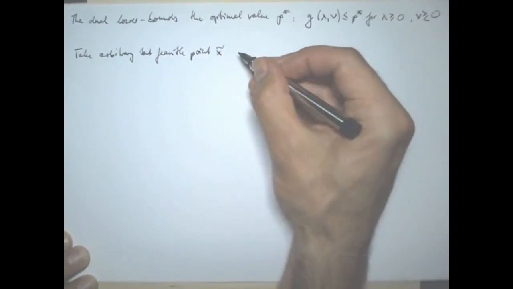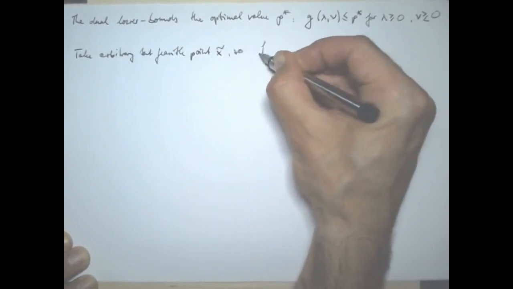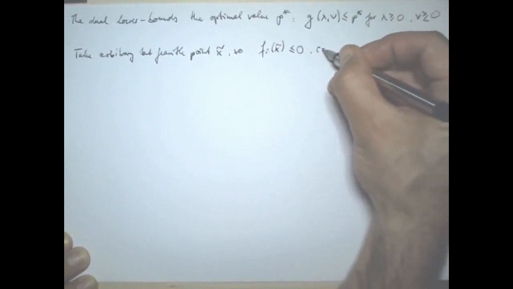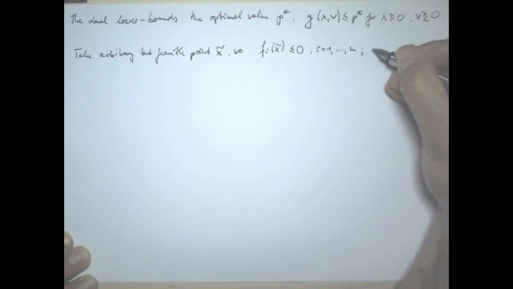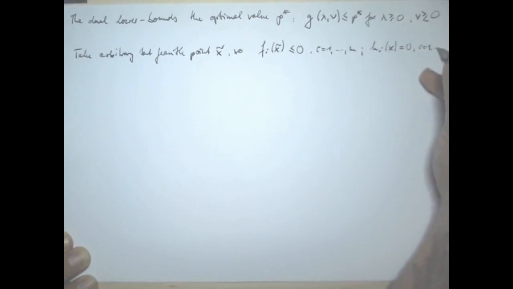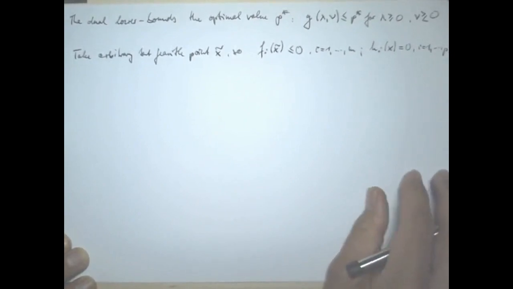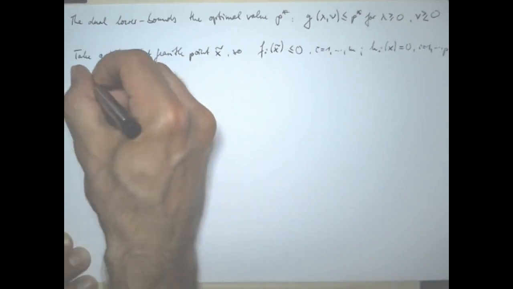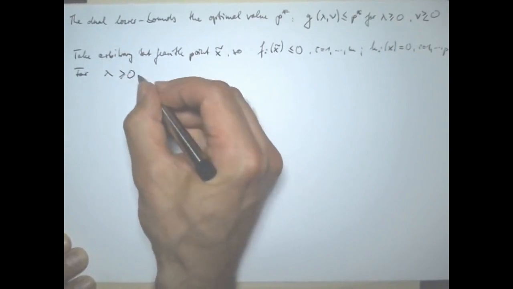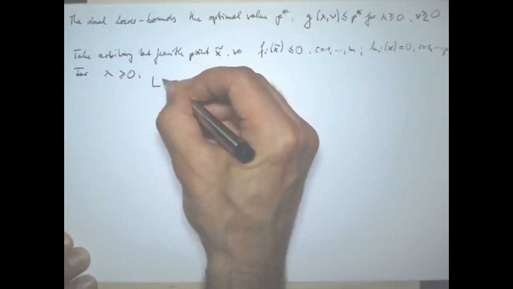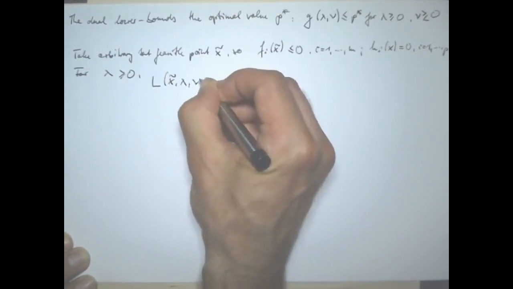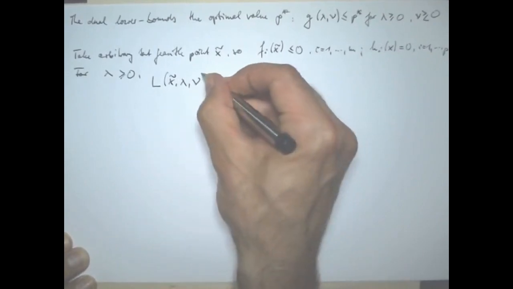Feasible here means that the inequality constraints are fulfilled and the equality constraints are fulfilled. And then for lambda non-negative only, we can write our Lagrangian for this feasible primal variable. I'm just using the definition now.